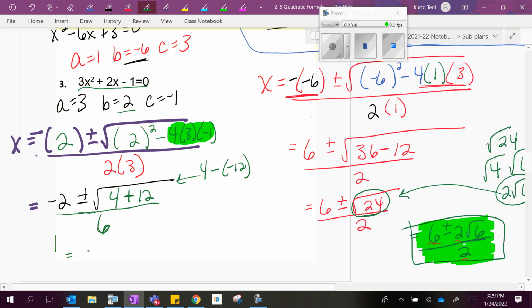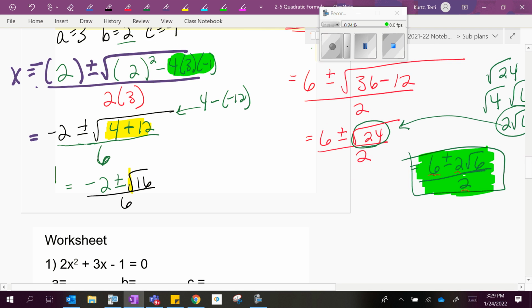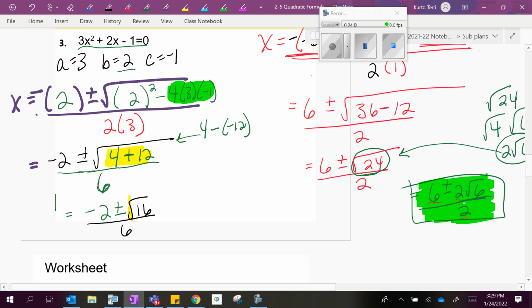So now I keep going here. I get negative 2 plus or minus, 4 plus 12 is 16. So I get plus or minus radical 16 all over 6. So again, I get down to this point and I say, okay, what can I do with that radical? Radical 16 is a perfect square, right? It's 4. So now I can replace radical 16 here with its value of 4.